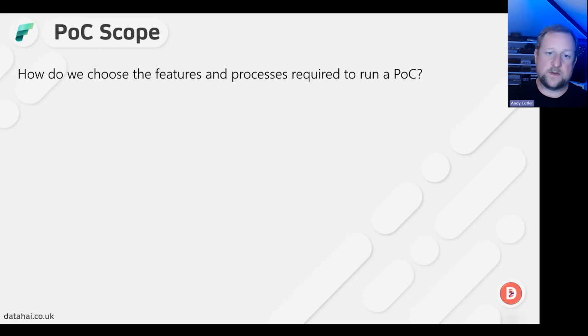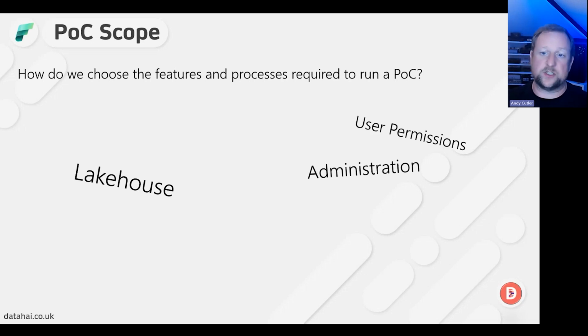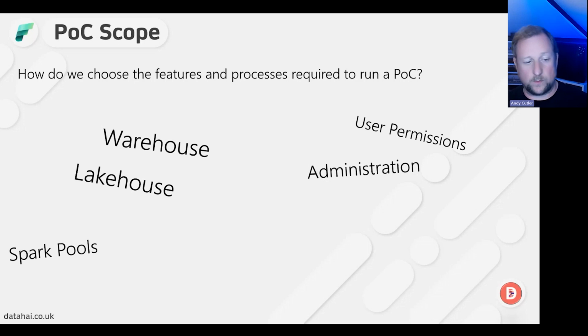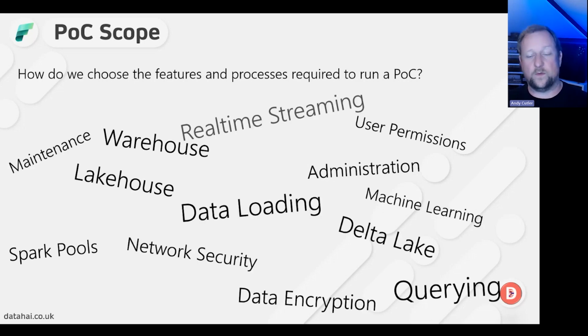So when we're running this POC, one of the factors is that Fabric is a big product. There's lots of things in there. So when we talk about a Fabric POC, that can cover all sorts of things, right? We've got the concept of these lakehouses. I'll come back to that question in a little while. We've got administration, there's user permissions, there's the warehouse service, Spark pools, data loading, and so on and so forth. There's a lot here.